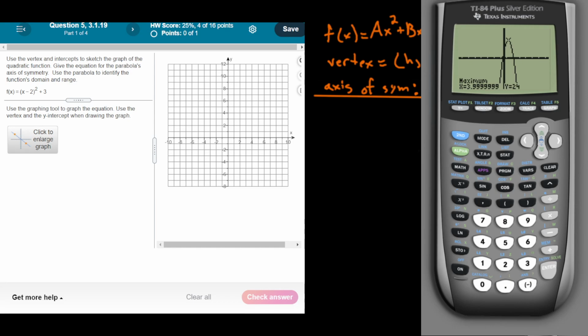It's x equals whatever your h is. That's it. So it's an equation. Don't just put the number. It's an actual equation. It's a dotted line. It's a vertical line. So it needs to be x equals some number. Anyway, all right, let's get back to business.